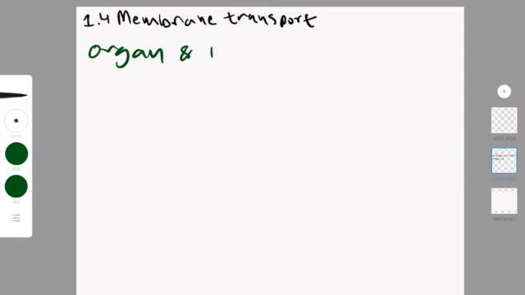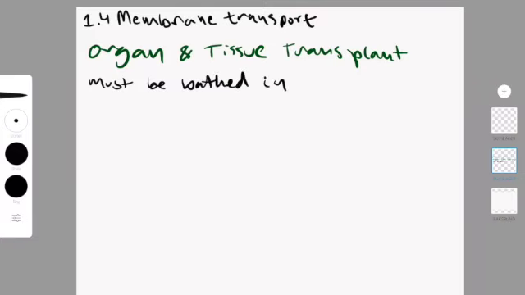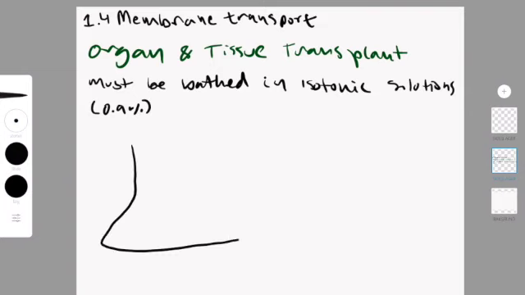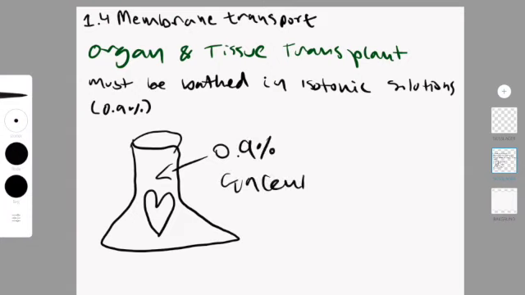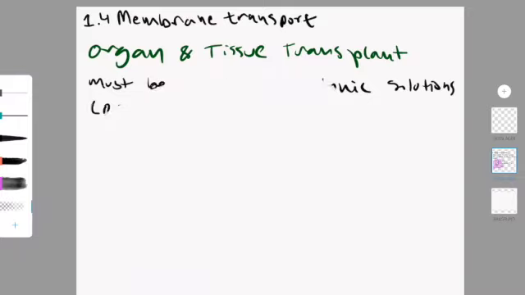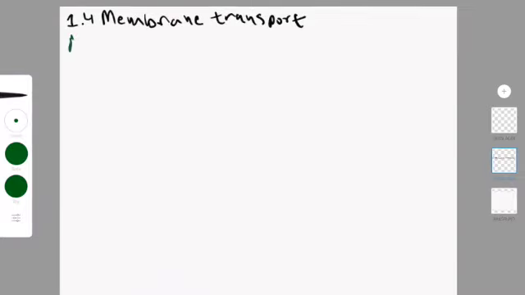So when it comes to organ and tissue transplants, you must keep the organ or tissue in isotonic solutions, which is around 0.9%, because otherwise it won't stay alive. So if you put it in a hypertonic solution, it will be, I'm sorry, I mixed it up. I meant crenated, and if you put it in a hypotonic solution, it will have lysis.